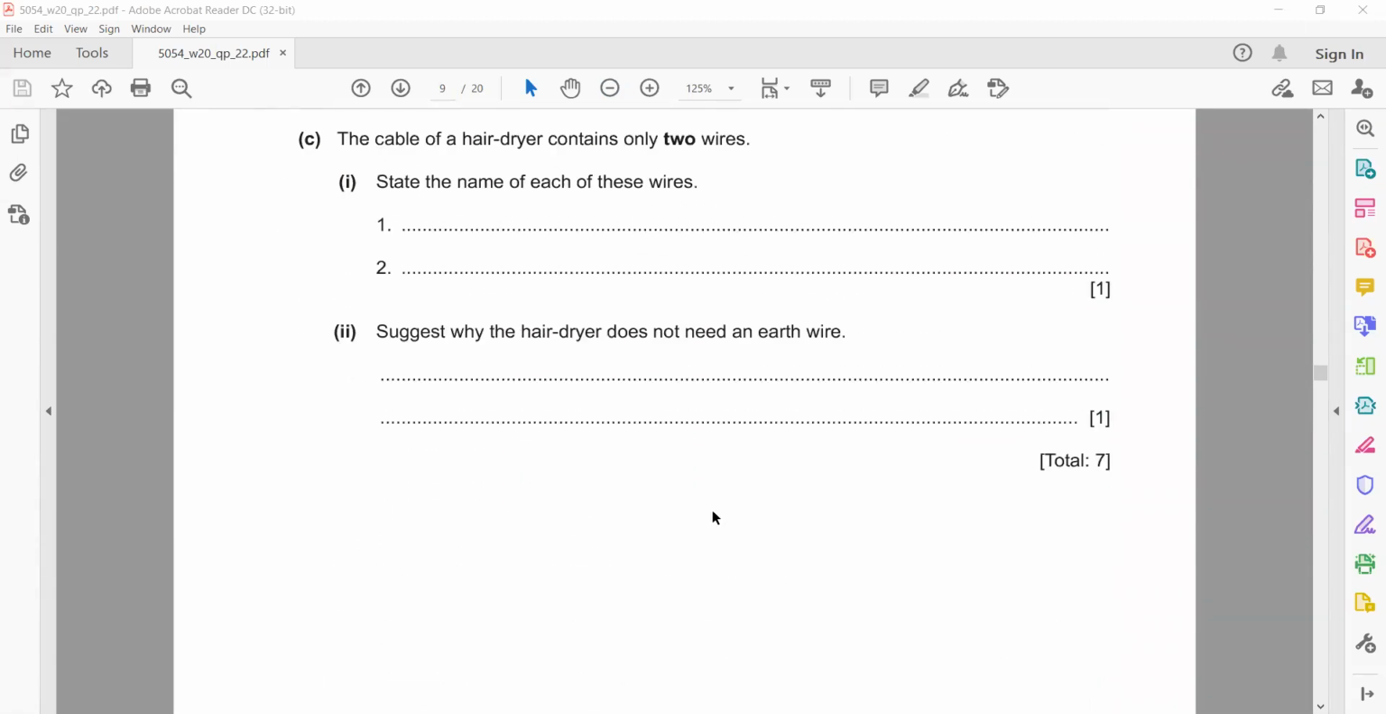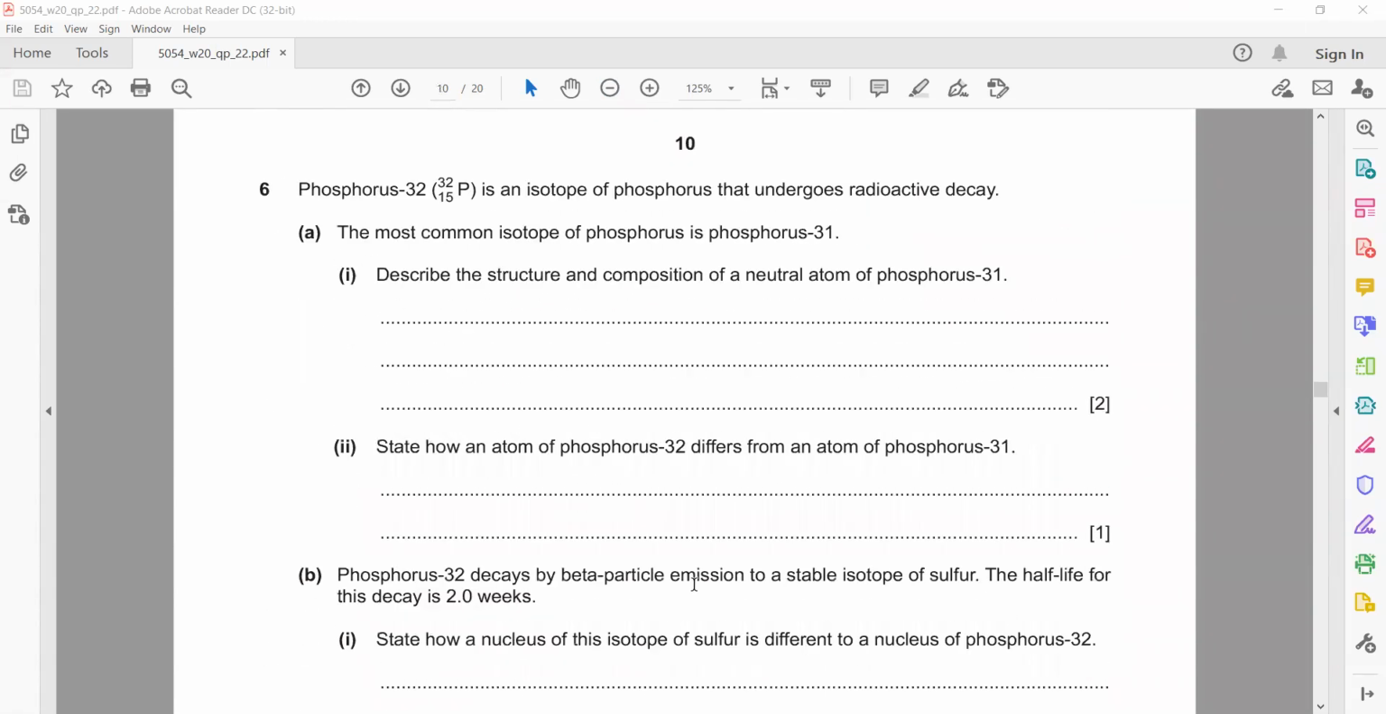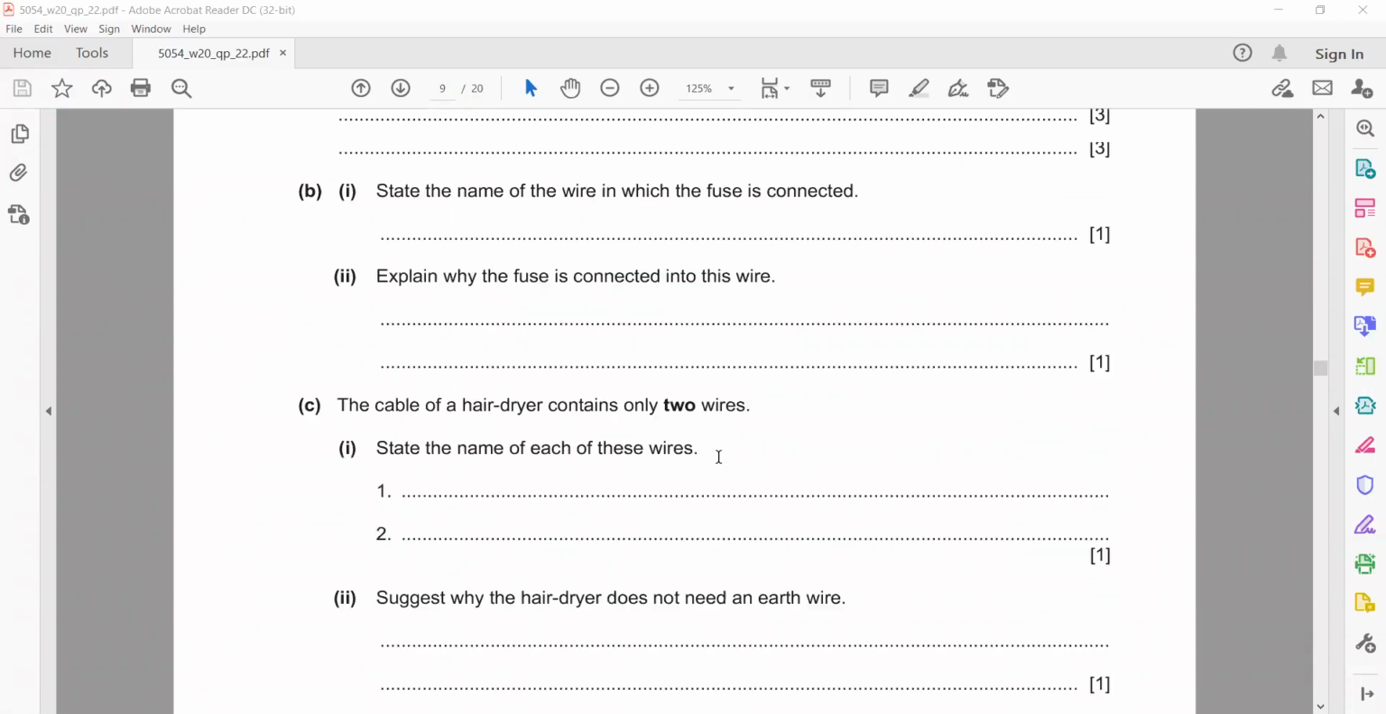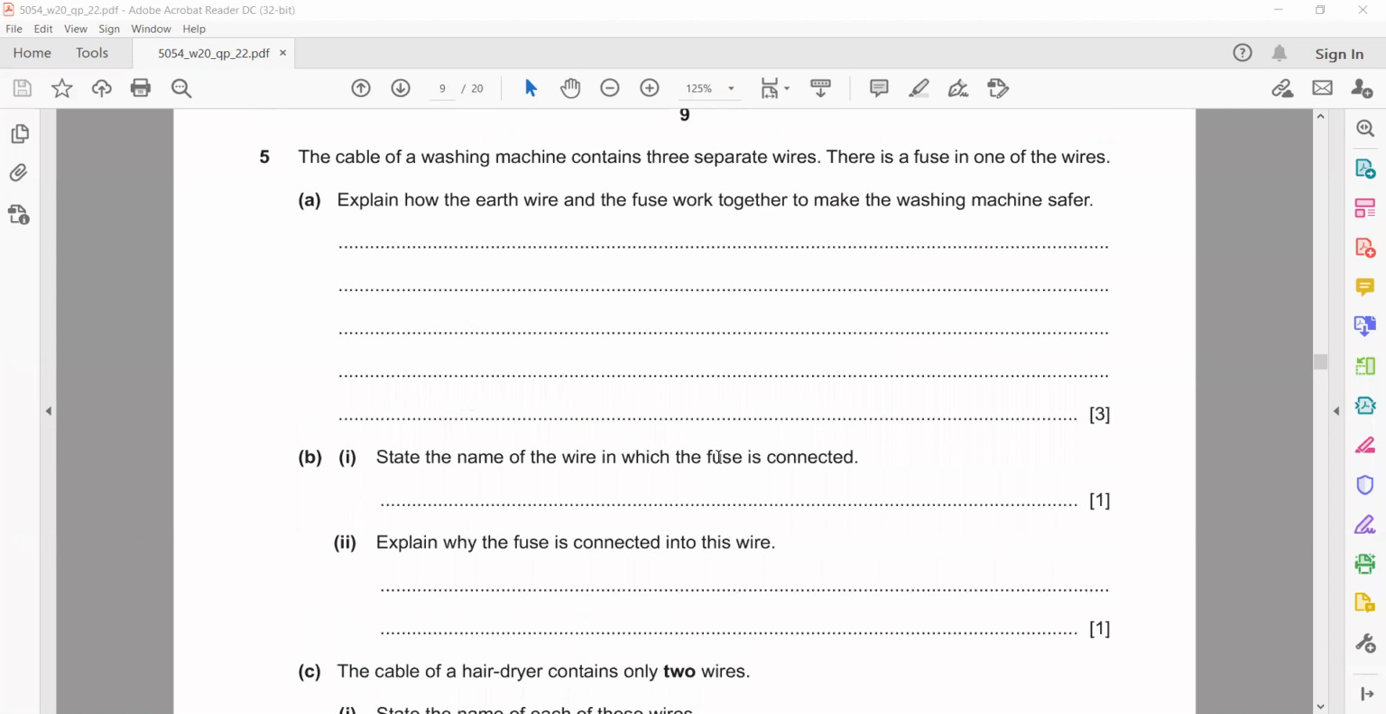Next question. Question 5b is also a doubt. State the name of the wire in which a fuse is connected. We always connect the fuse in the live wire.